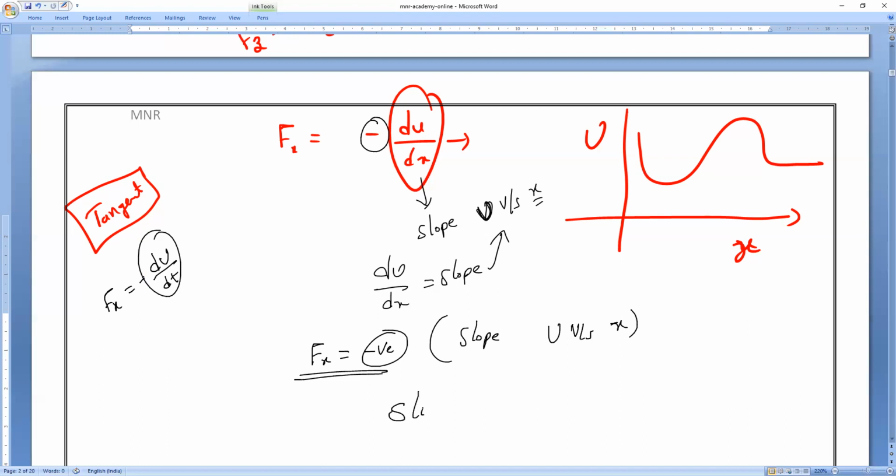So we all know that. So how do we find a slope? We all know how to find a slope, by drawing a tangent.